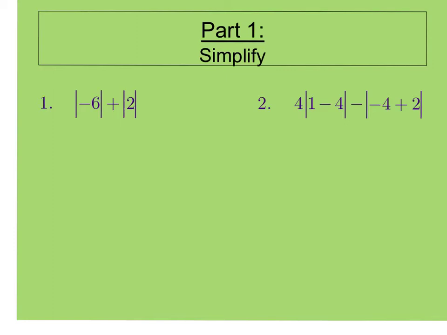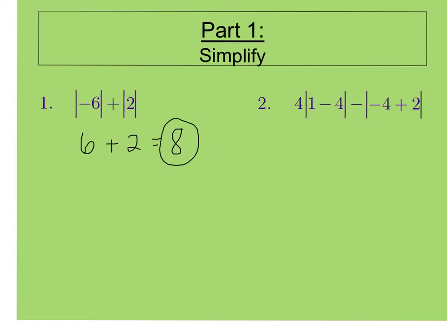So in this first example, we have the absolute value of -6 plus the absolute value of 2. There's nothing we can simplify first, so we can go straight to evaluating. The absolute value of -6 is 6, and then the absolute value of 2 is 2. So we end up with a final answer of 8.